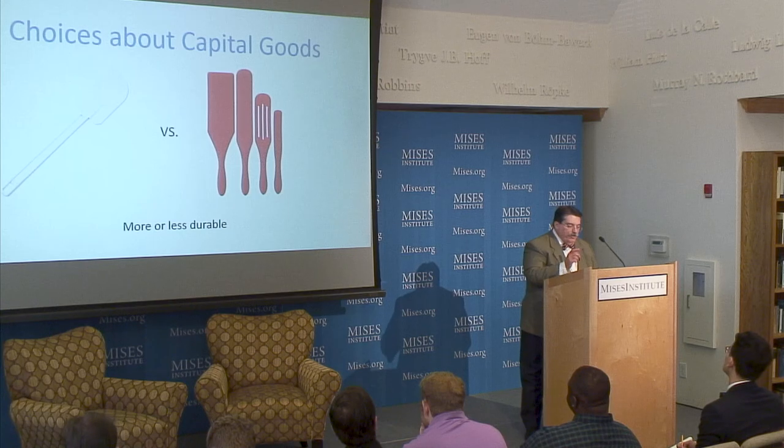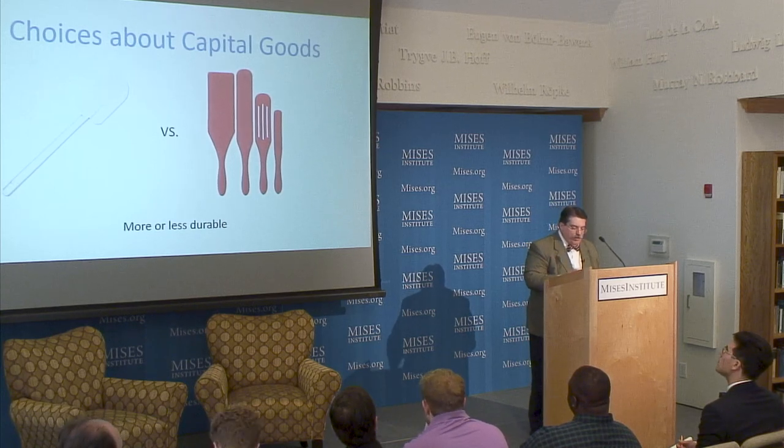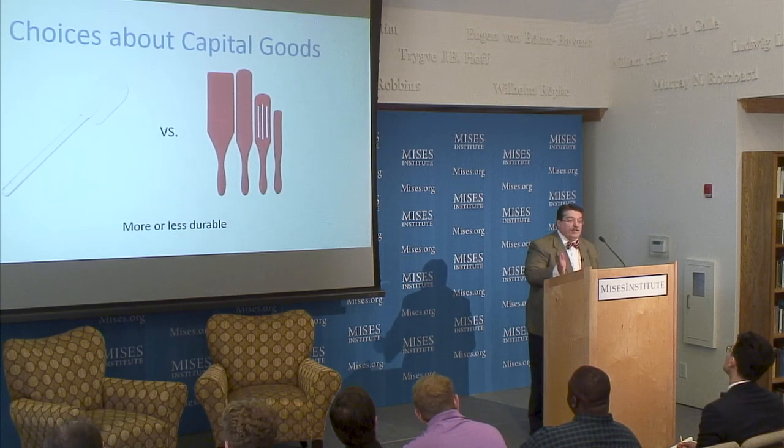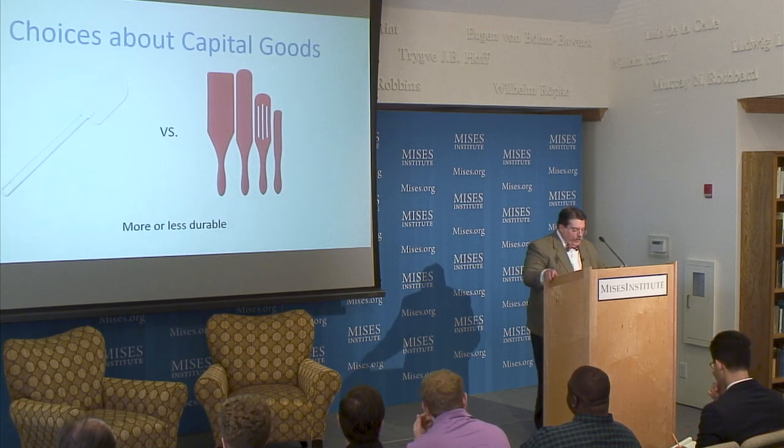There's a reason why the one on the right tends to be sold in a lot, say at the Dollar Tree, or the Buck and a Quarter Tree now, I guess it is, because they're just not as durable, right? So durability needs to be taken into account. So the durability of the good, the specificity of the capital good, and the level of capital intensity within the production process all need to be taken into account.